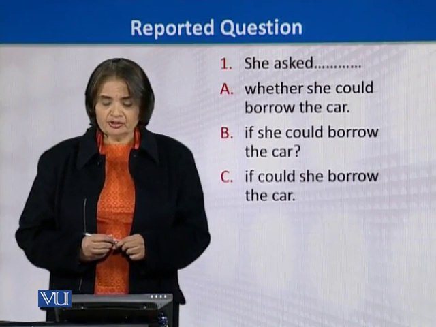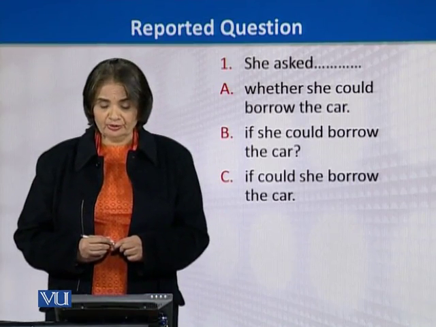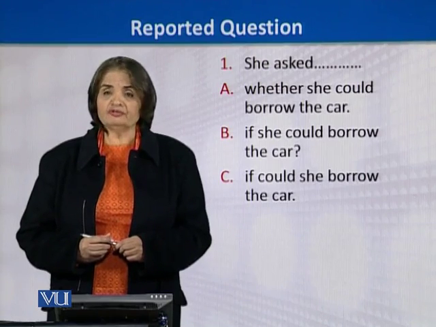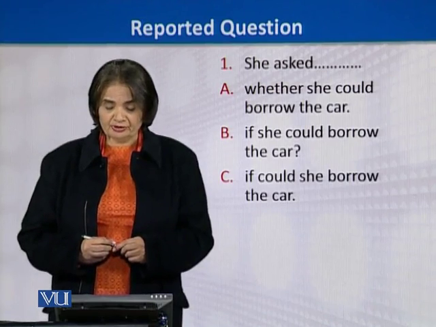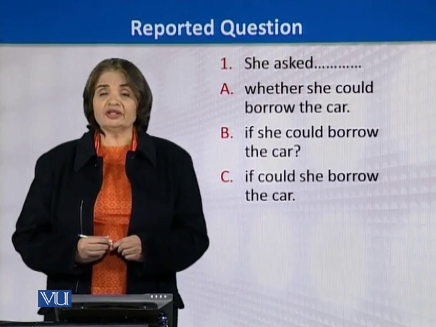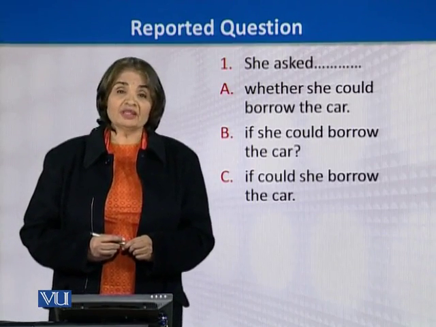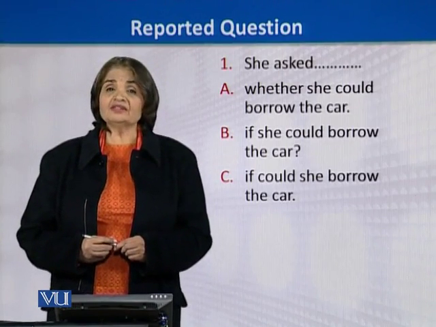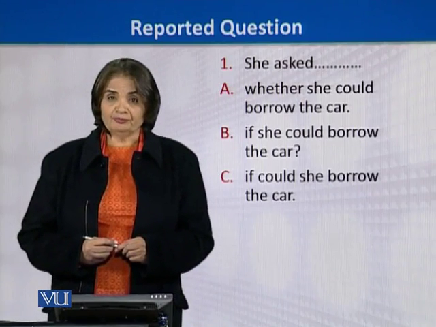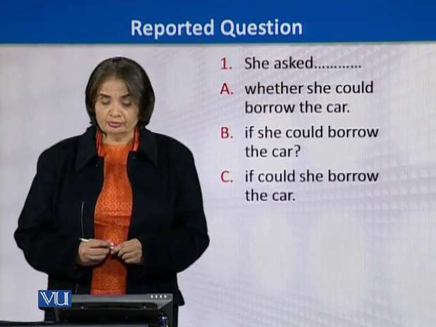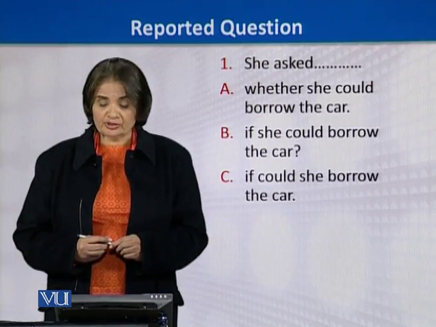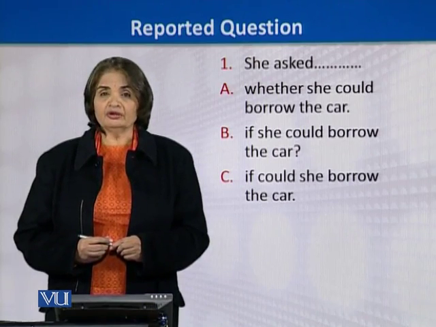Reported question. She asked whether she could borrow the car, if she could borrow the car, if she could borrow the car, with a full stop. So we have three options. She asked. Now this is, remember, a reported question. It is not a direct question. It is being reported. Somebody asked a question and this is being reported. So the first option is whether she could borrow the car. This is with a full stop. It is a reported question. If she could borrow the car, question mark, and if she could borrow the car, full stop.